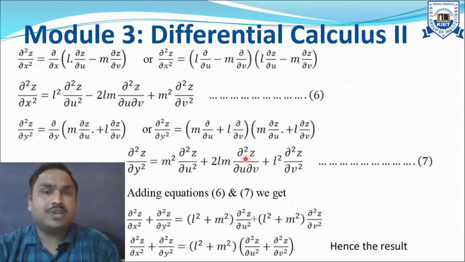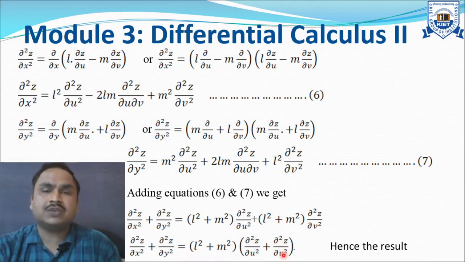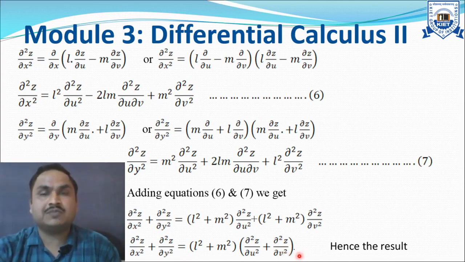Similarly, adding the last term of both equations, we shall get l square plus m square into del 2z over del v square. From equations 6 and 7, we are clear that the second terms of both equations will cancel out as they have the same value with opposite sign. Now we can take l square plus m square common from here. If we do so, we get del 2z over del x square plus del 2z over del y square equals l square plus m square into del 2z over del u square plus del 2z over del v square, which is the required result, hence proved.